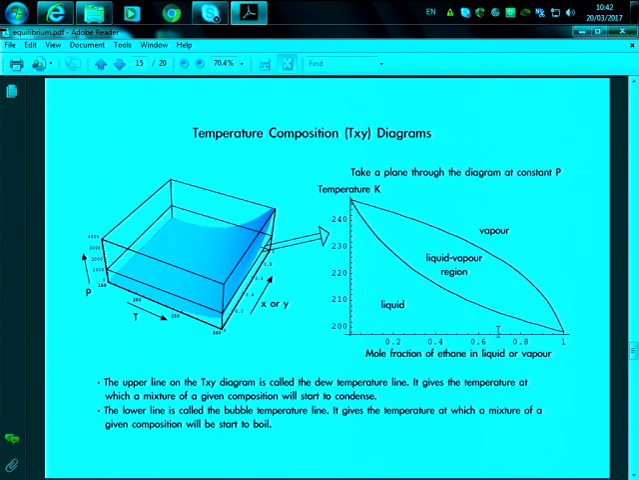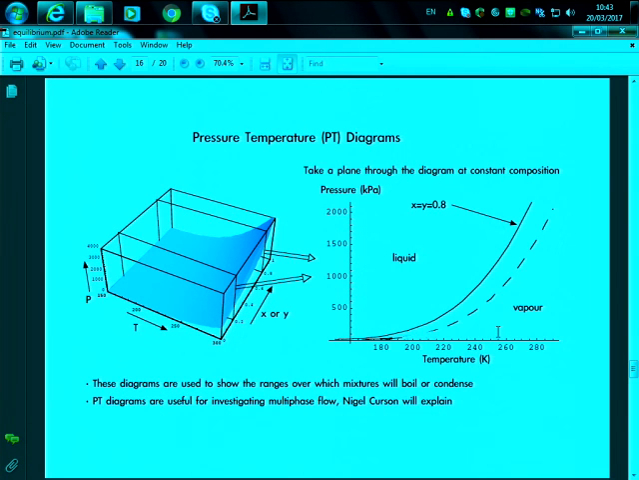So here again we're just looking at the TXY diagram, but I think it's just the tridimensional basis. And again we have the liquid vapor region. So we have again the bubble point line and the dew point line. Okay, so this is a little bit just looking at what we already looked at before.